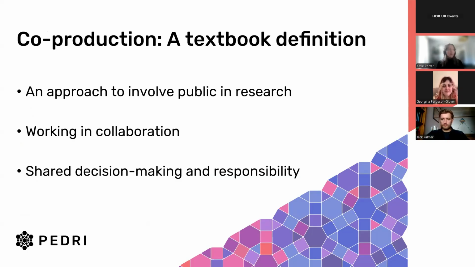But at its core, it's about the public, researchers, and/or organizations working together with a shared responsibility in a project. So decision-making responsibilities are shared with the public, decisions not purely lie with the research team or organization. Everyone is recognized as having equal importance in the project. Like I said, it's a very basic textbook definition, and our goal today isn't just to talk to you about what co-production is. There's plenty of guidance and resources out there on this, which you can explore further.